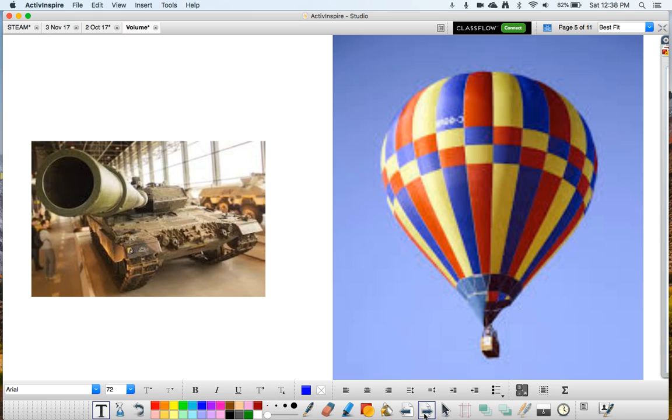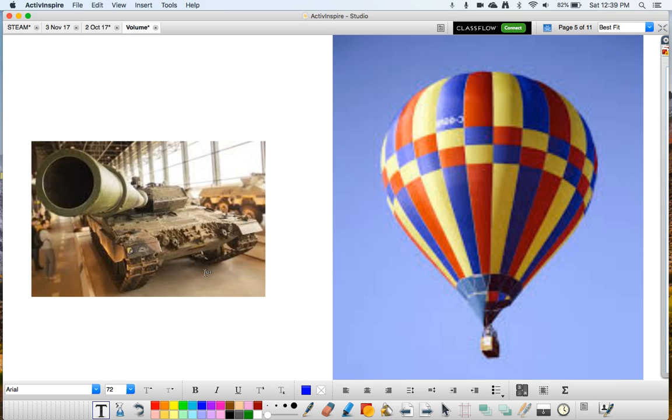Over here we have a trickier one. Here we have two objects. Same question. Which one has the most volume? Now, you may be thinking to yourself, oh, that hot air balloon, that's pretty big. But man, this is an M1 Abrams battle tank. This thing is huge. It's a monster. It weighs a lot. It's a big thing. So clearly it weighs about 52 tons standard. So it probably has the most volume.